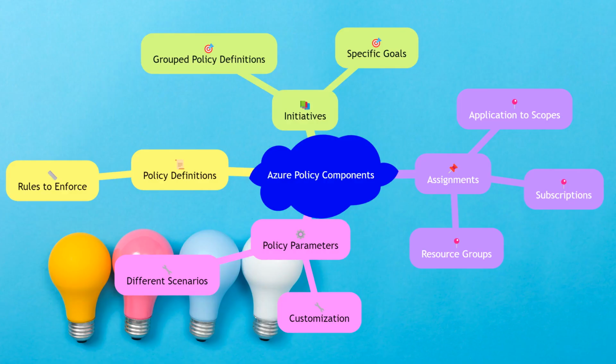Azure Policy consists of several core components: policy definitions, initiatives, assignments, and policy parameters. Policy definitions are the rules you want to enforce. Initiatives are collections of policy definitions that are grouped together to achieve a specific goal. Assignments are the application of policy definitions or initiatives to specific scopes like subscriptions or resource groups. Policy parameters allow you to customize policies for different scenarios.